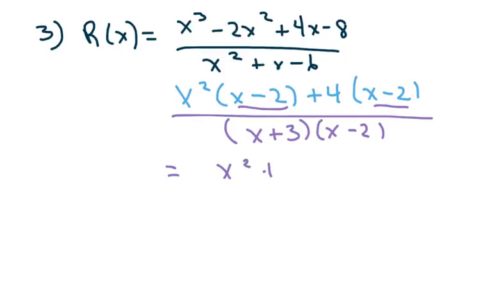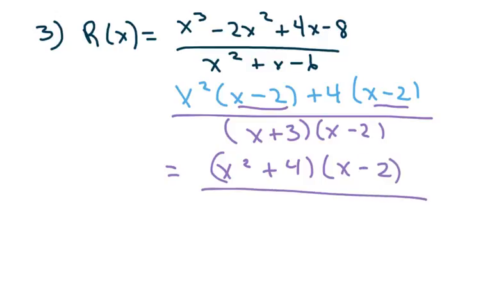x squared plus 4 times x minus 2, and then over x plus 3 times x minus 2. You're going to have a hole at x equals 2, because that's where that is.